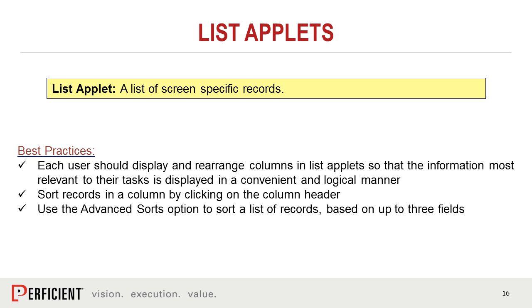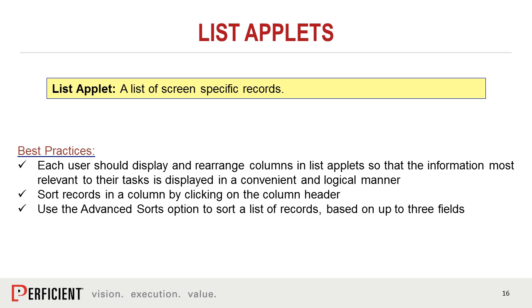So list applets. A list applet in Siebel CTMS is simply a list of specific records. The layout is very similar to an Excel worksheet. With list applets, the user can rearrange the way that the data is displayed by rearranging columns, by dragging and dropping them to a desired location.